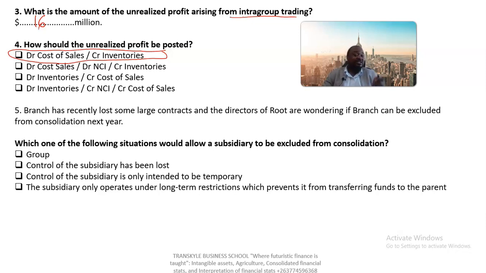If that subsidiary is still within your control, then you need to consolidate it, even if it is loss making, or even if it is now operating in a very different industry. You are required to consolidate that subsidiary. So the answer there is when the control of the subsidiary has been lost. If you lose control, then you are allowed not to consolidate it.